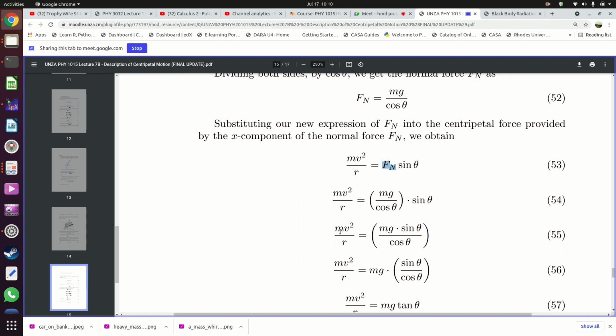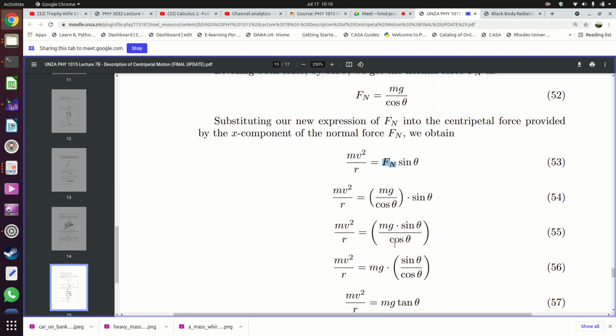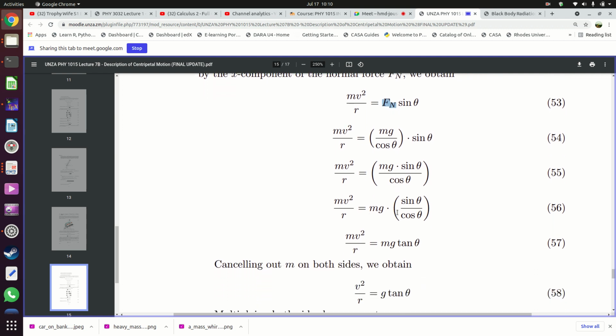So we end up having mv squared over r equals mg sine theta divided by cos theta. Then we go back to the same process we've done. Mv squared over r, mg. We factor out sine theta over cos theta, which is going to give us tan theta this side. So you have mv squared over r is equal to mg tan theta.